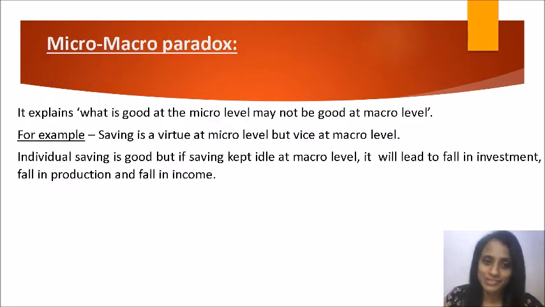Micro-macro paradox. We saw microeconomics and macroeconomics complement each other, but sometimes they contradict each other too. What is good at micro level may not be good or logical at macro level. For example, saving is good at micro level, but not necessarily good at macro level.